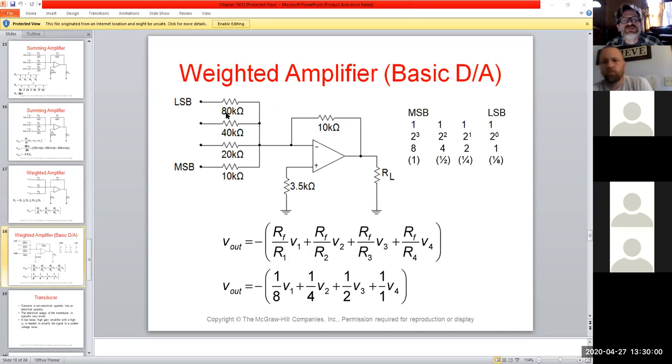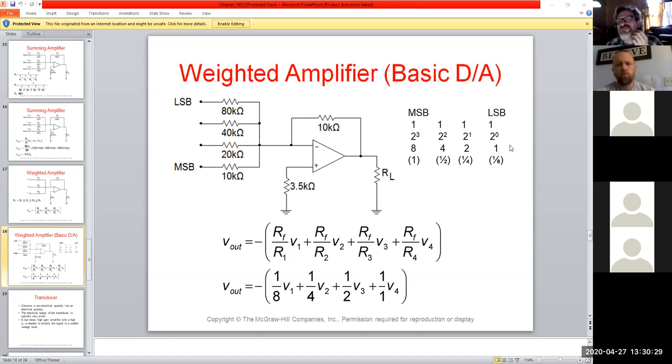So if we just had different resistance values plugged in, varying values of voltage, if you will, and what their weight would be. So what is this? This is a basic digital to analog converter. This is your most significant bit, and this is the least significant bit.